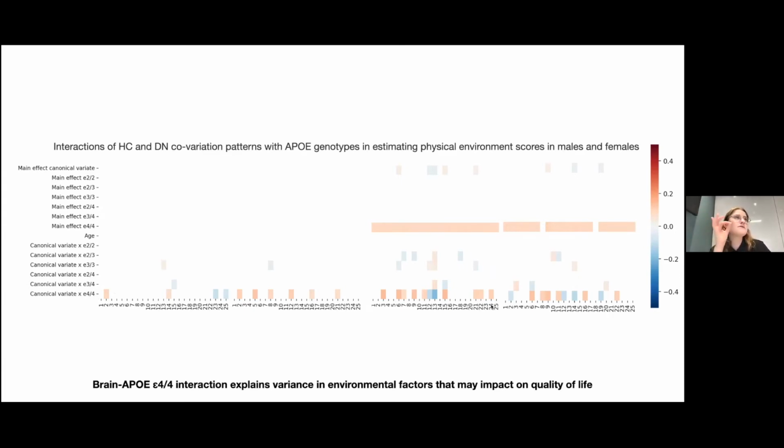And this specific pattern of interaction with E4 homozygous is consistent with the literature that has shown that E4 carriers are especially vulnerable to the detrimental effect of air pollution. So in highly polluted cities, such as Mexico City, E4 carriers display precipitated signs of cognitive deficits and amyloid pathology that can be seen as early as in childhood and adolescence.